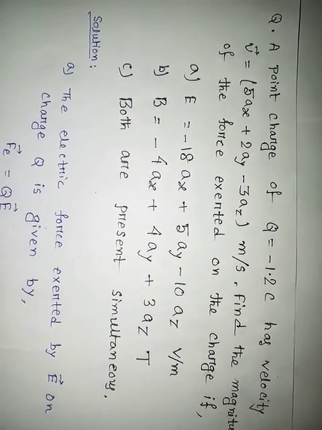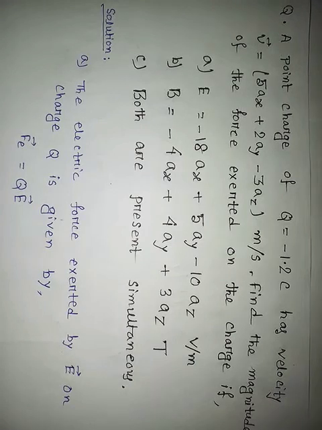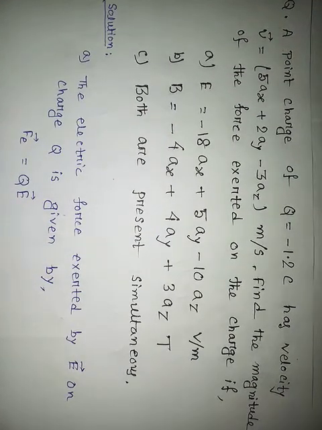Now coming to the mathematical problem part. A point charge of q equal to minus 1.2 coulomb has velocity v equal to 5ax plus 2ay minus 3az meter per second. Find the magnitude of the force exerted on the charge if, first condition they gave, the electric field intensity E equals minus 18ax plus 5ay minus 10az volt per meter.